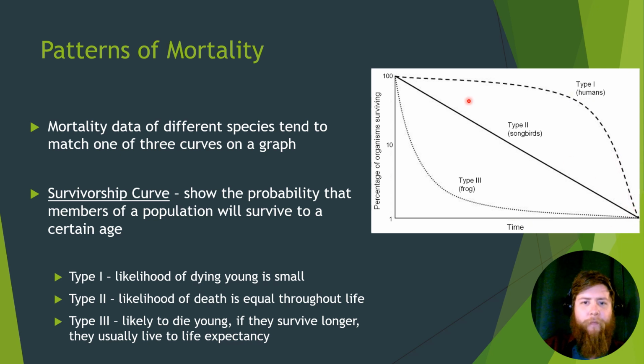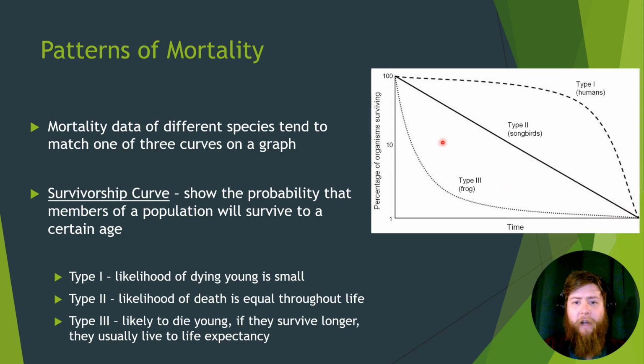Type 2 is where the likelihood of death is equal throughout their life. Songbirds are a great example of this. They have an equal chance to die in the nest as a youngster as they do living to old age and dying of natural causes. And then type 3, they're likely to die young, and the ones that do survive usually survive all the way to life expectancy.